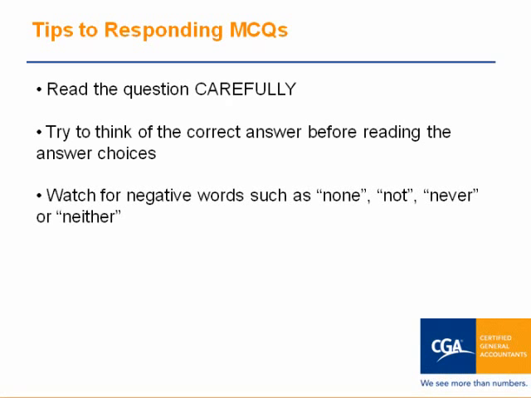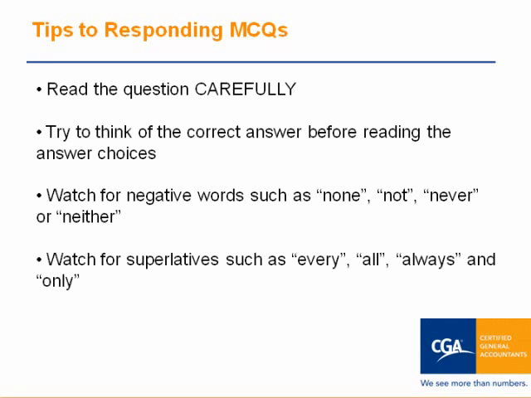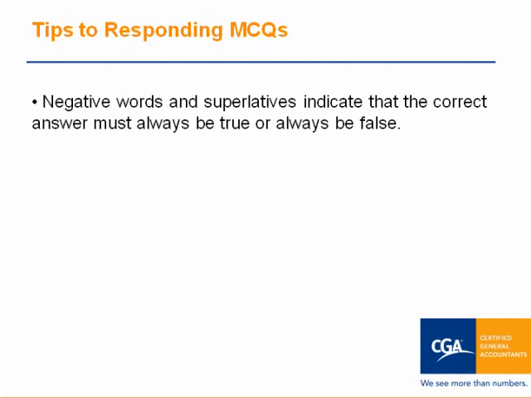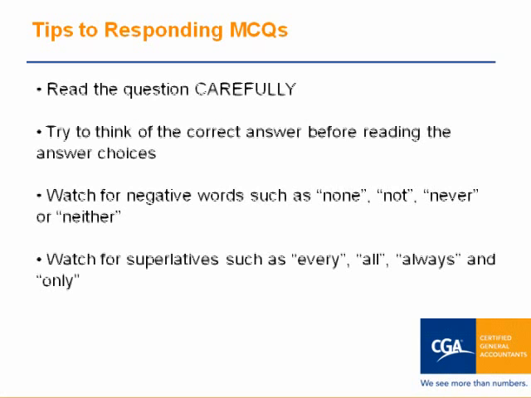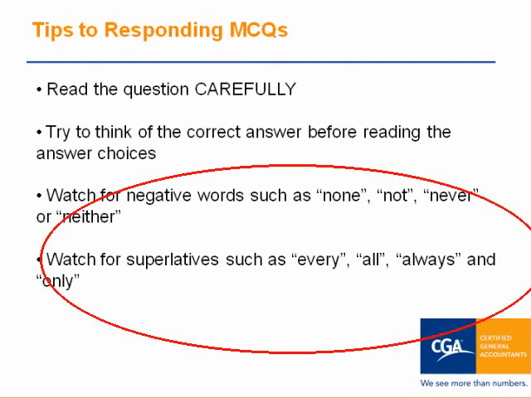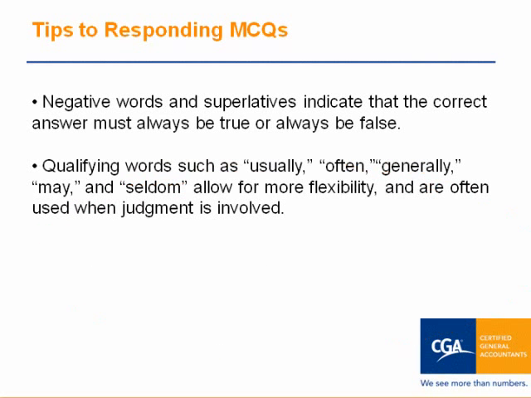Watch for negative words such as none, not, never, or neither. Watch for superlatives such as every, all, always, and only. Why? Well, because negative words and superlatives indicate that the correct answer must always be true or always be false. So again, just to show you, watch for those words: none, not, never, every, all, always, and only.